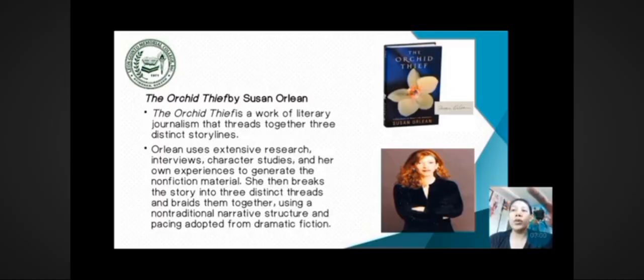The next one is The Orchid Thief by Susan Orlean. This work is literary journalism that threads together 3 distinct storylines. Orlean uses extensive research, interviews, character studies, and her own experiences. And then she breaks the story into 3 distinct threads and brings them together. So it is a memoir, it is also literary journalism, and also a personal essay.